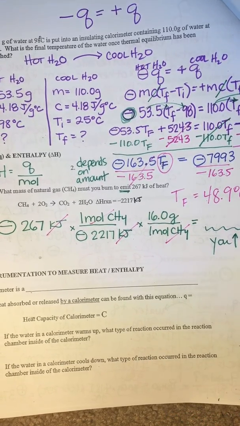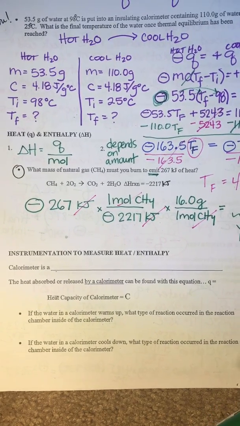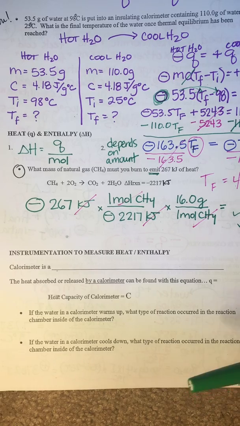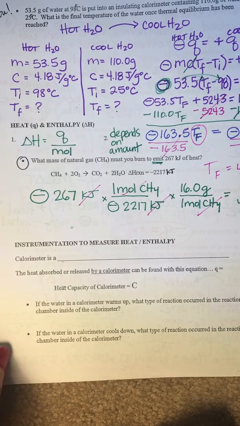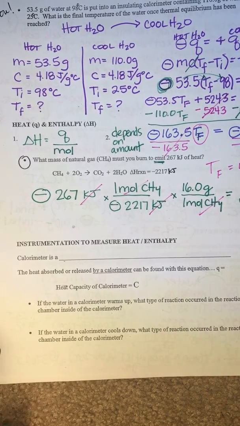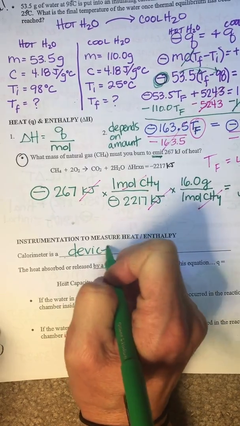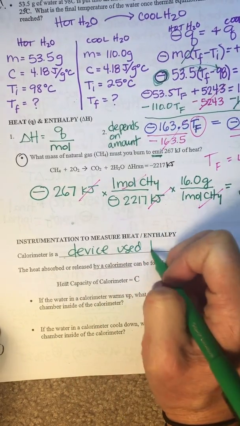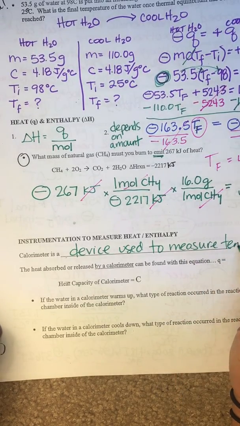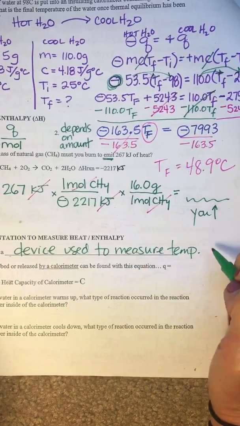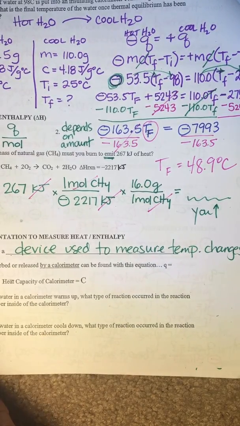Okay, so we're going to work on one other little section in this video. We mentioned in previous problems they kept using the word calorimeter. Well, calorimeter is just a fancy word for a device that's used to measure temperature changes in reactions. So it's a device used to measure temperature changes. Remember, heat flows only when there is a temperature change.